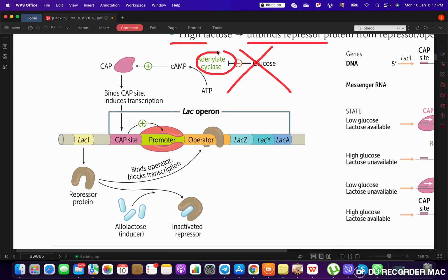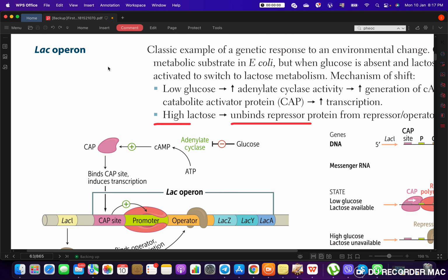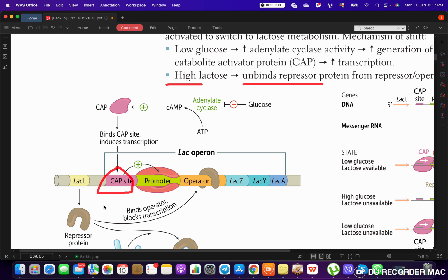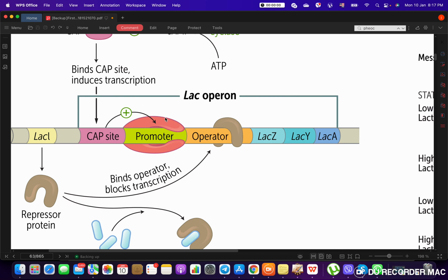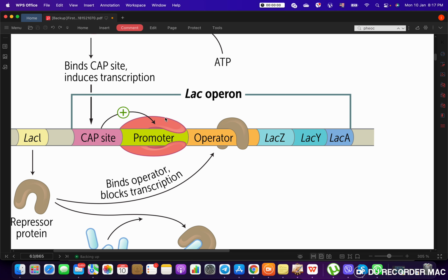Absolutely correct. It will go up. So the ATP will be converted into cyclic AMP, which binds to the CAP, the catabolite activator protein, which binds to a specific portion on the DNA sequence of the bacteria. And that activates this red particle. What is the red particle here, guys?